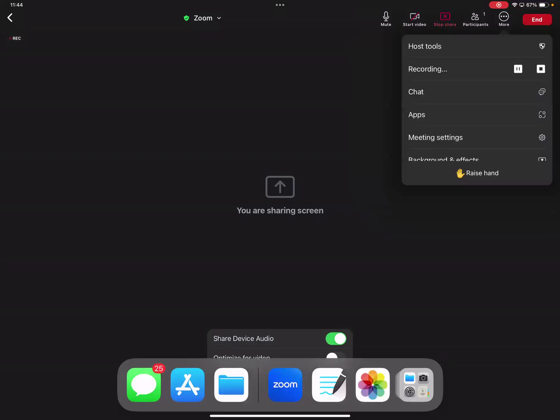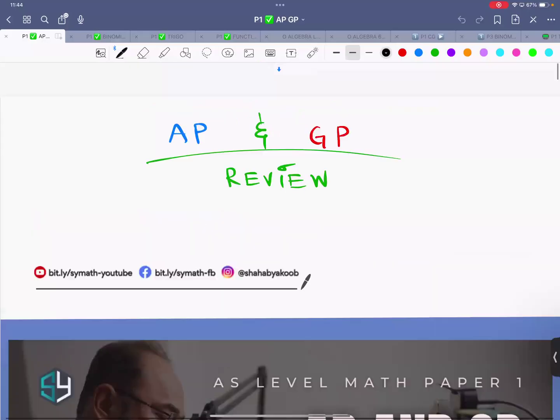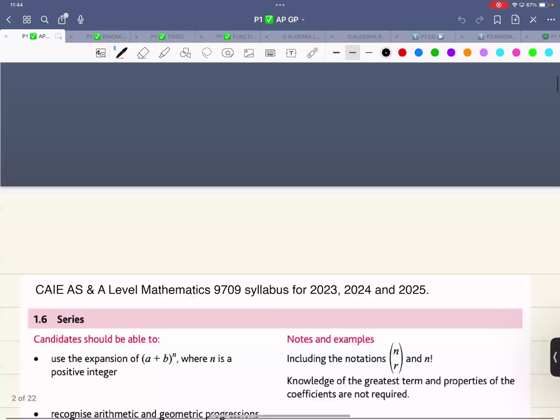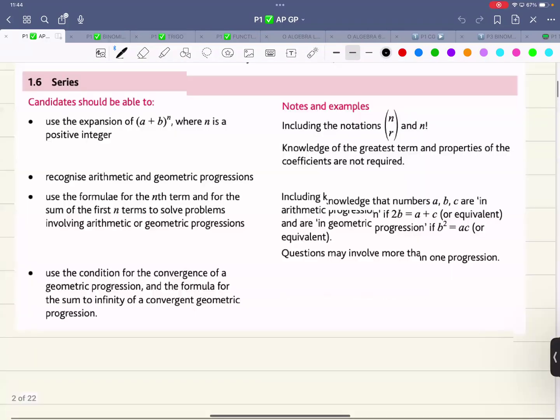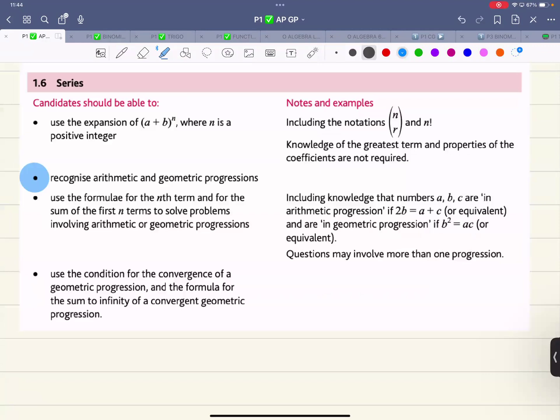So now we are starting with arithmetic progression and geometric progression review. In the syllabus, this is what is written about it. Recognize arithmetic and geometric progression. Use the formula for the nth term and for the sum of the first n terms to solve problems involving AP and GP. Third, use the condition for convergence. Let me highlight this. Use the condition for the convergence of a geometric progression and the formula for the sum to infinity of a convergent geometric progression.